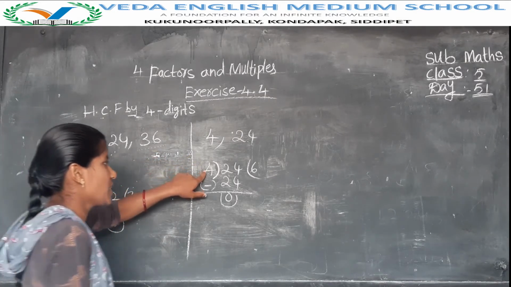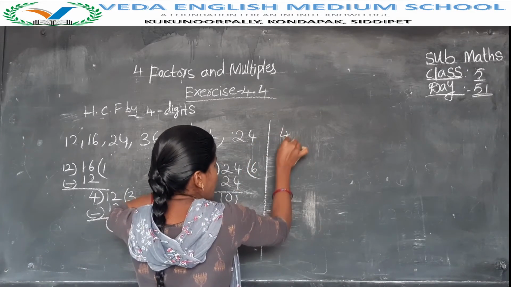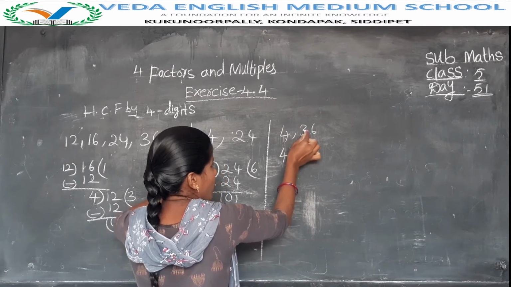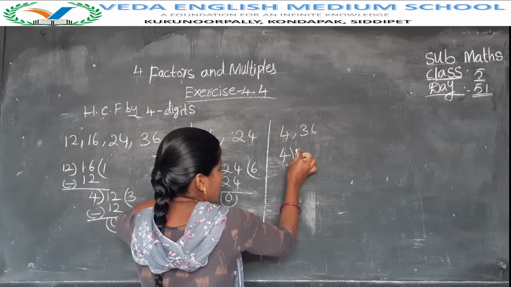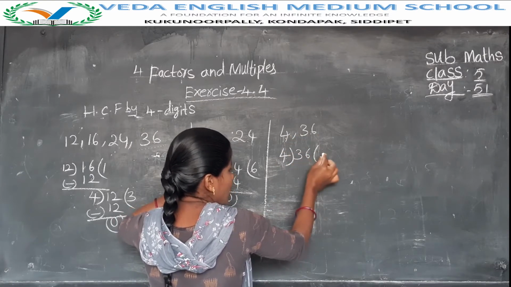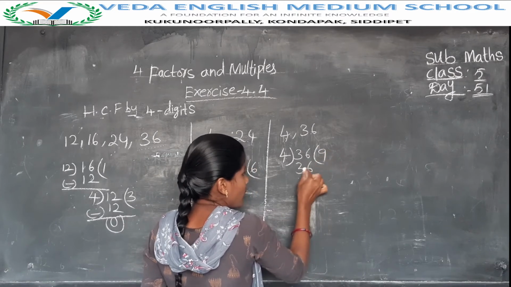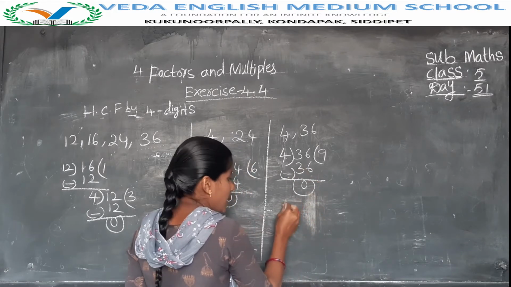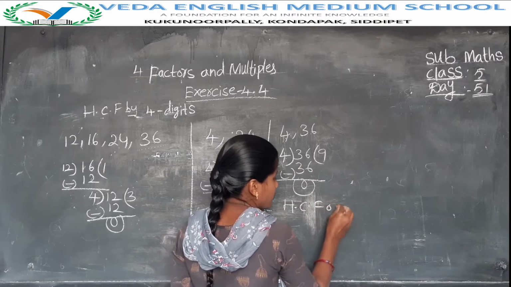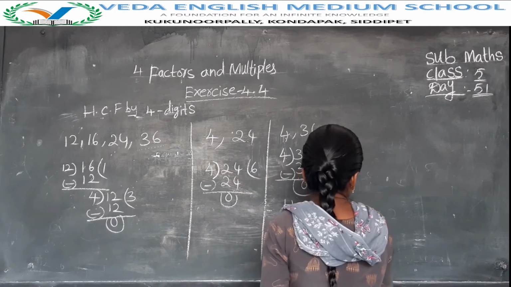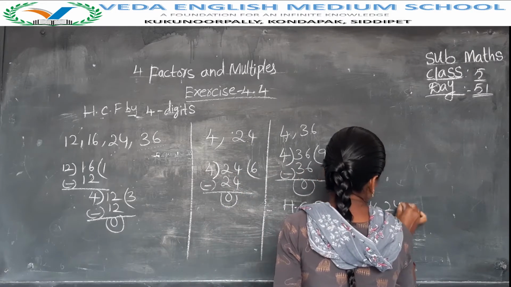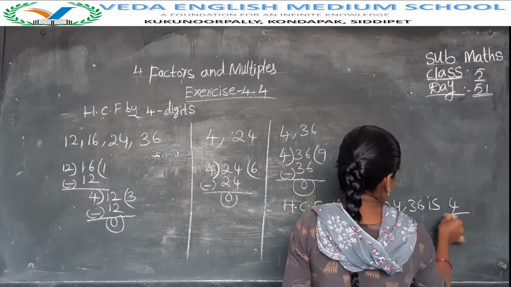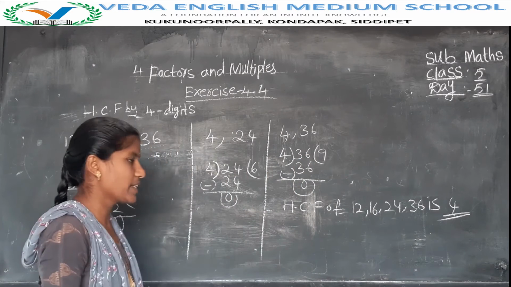36. Now the HCF 4 and 36 left. Out of these two numbers 4 is the smaller number, so 4 is the divisor, 36 is the dividend. In the 4 table 36 is possible, that is 4 nines are 36. 36 minus 36 is 0. So here you have to write the HCF of 12, 16, 24, 36 is 4. The last divisor is 4. So like this you have to find.